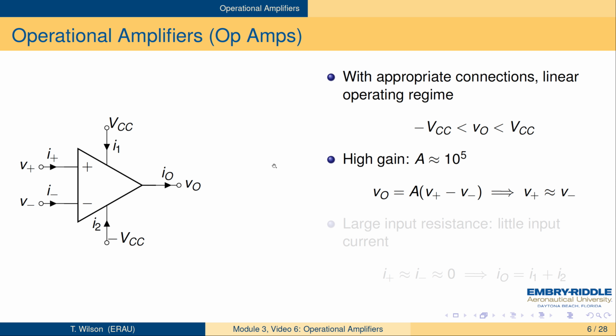As we noted, it has a high gain. If A is 10,000 or 100,000, and the inputs are on the order of volts, and V out is on the order of 10 volts, then the difference between them is in the microvolt range. So these two are effectively equal to each other.